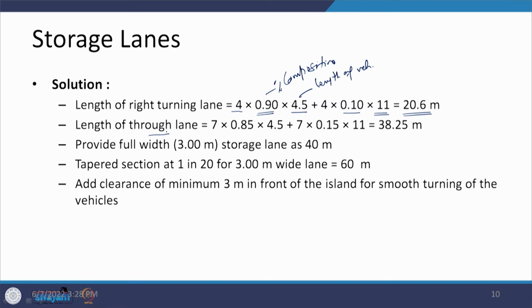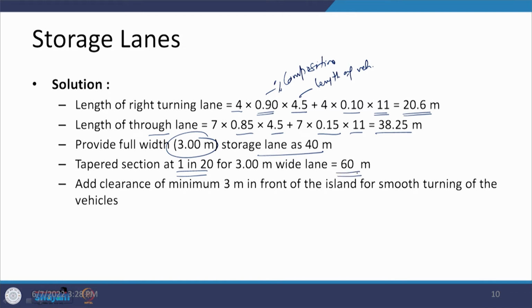If you look at the through lane, out of 7, 15% were trucks and 85% are cars. So, what we get is 38.25 meters. Whatever is the bigger value, let us consider that and round it off. So, we are going for a storage lane of 40 meters which is 3 meters wide, and if we are considering a 1 in 20 as a transition, then it becomes 60 meters.